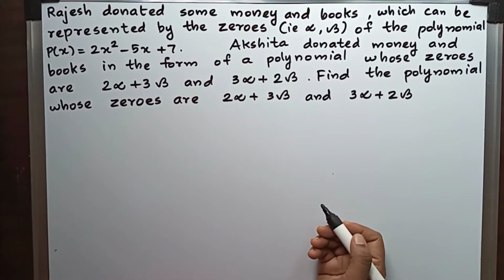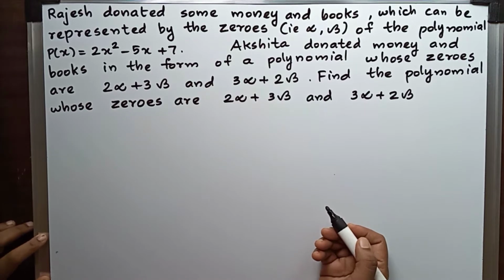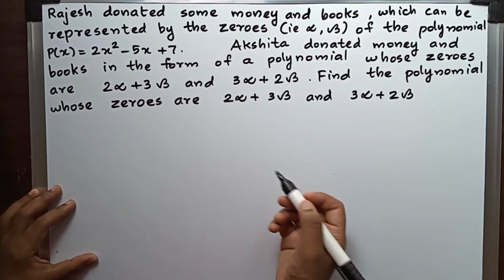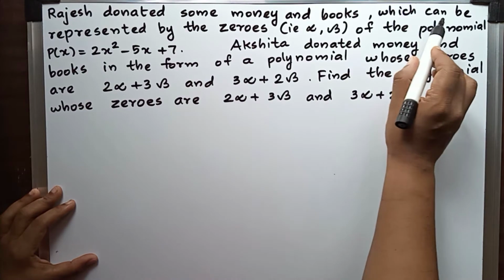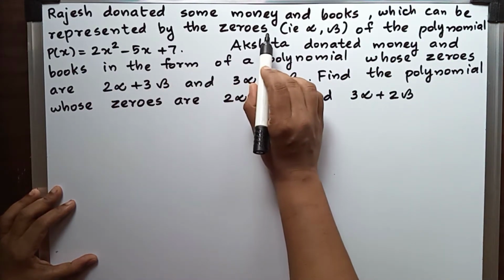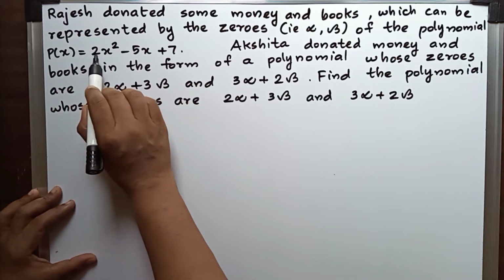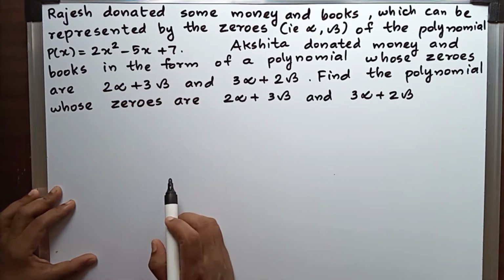Through this video, we are going to discuss 4 mark questions from the chapter Polynomials, CBSE grade 10. Okay, there is only one question in this video. This is the question. Rajesh donated some money and books which can be represented by the zeros, that is alpha, beta, of the polynomial p of x is equal to 2x square minus 5x plus 7.